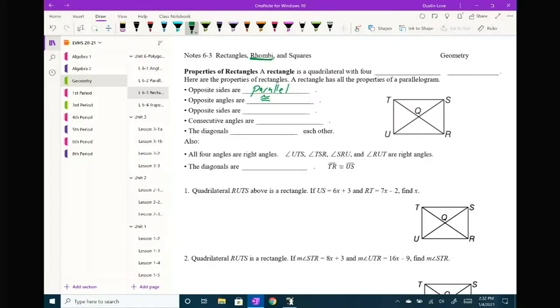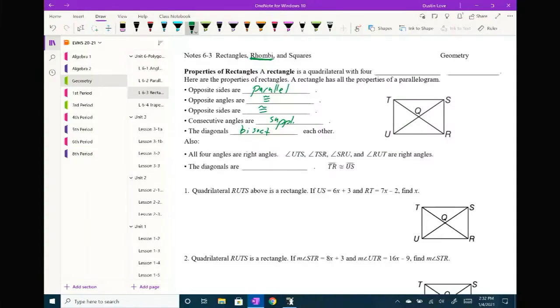Those are our two sides for... Oh, I wrote that in the wrong spot. Opposite sides are congruent. Those are properties from parallelograms. Also, we know opposite angles are congruent. And we know that consecutive angles are supplementary. Now, we also know that the diagonals bisect each other. It's all my properties from parallelograms.